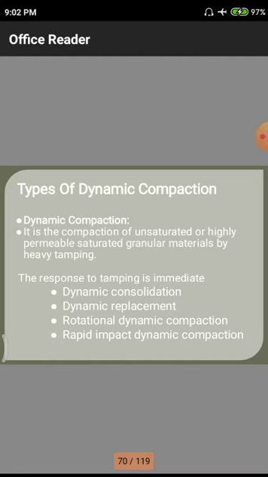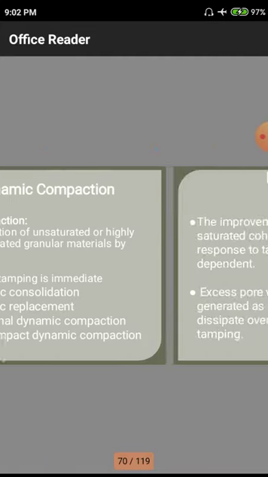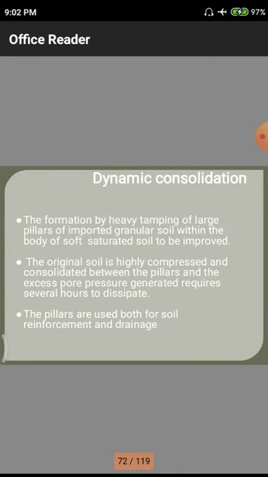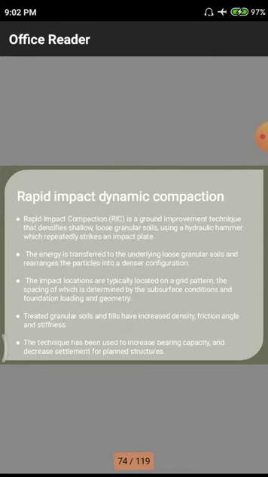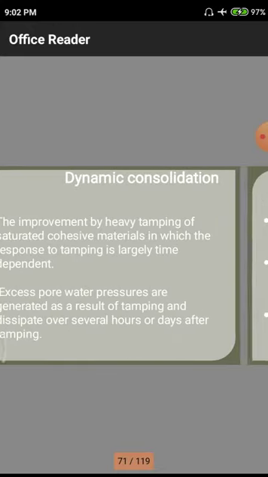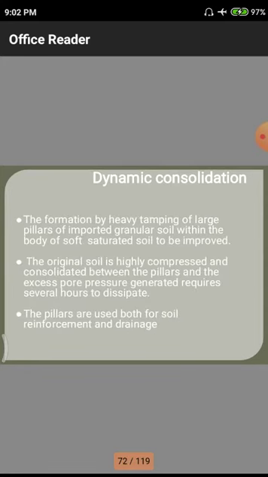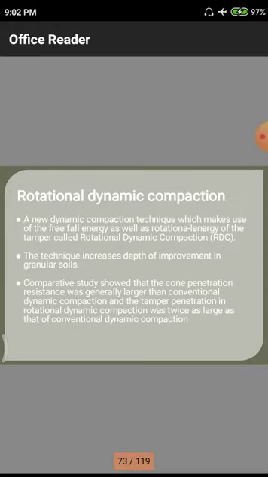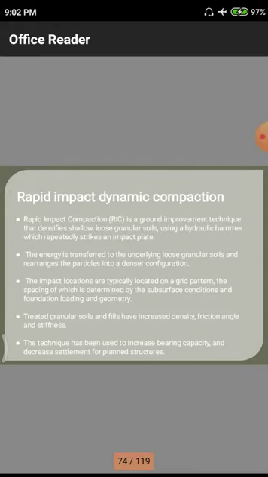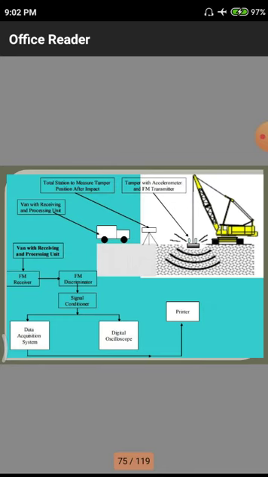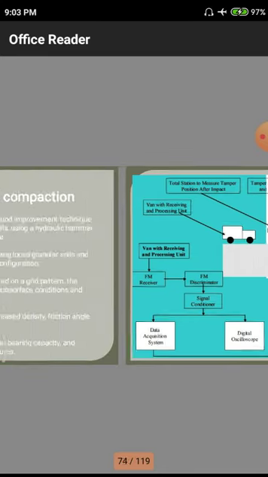Next one, rotational dynamic compaction, means we do some sort of consolidation and some sort of replacement of material. Rapid means a small amount of material will have to be replaced. These four are the different methods. First we have dynamic consolidation, second dynamic replacement, after that rotational dynamic compaction and rapid impact compaction. These are the examples for those.